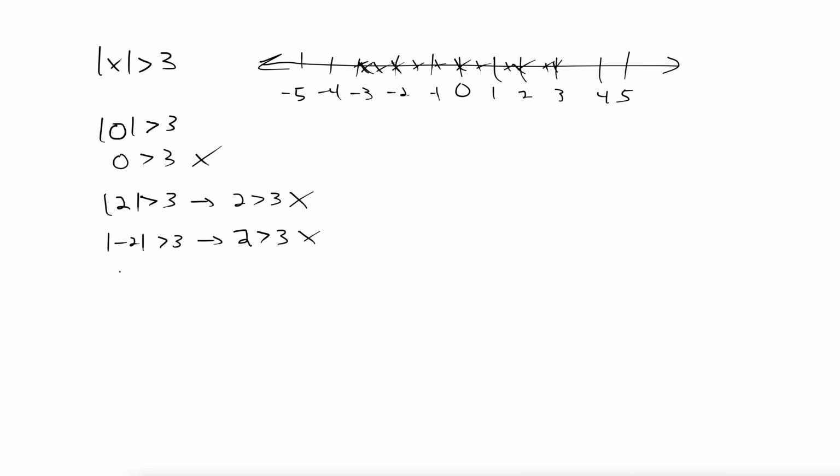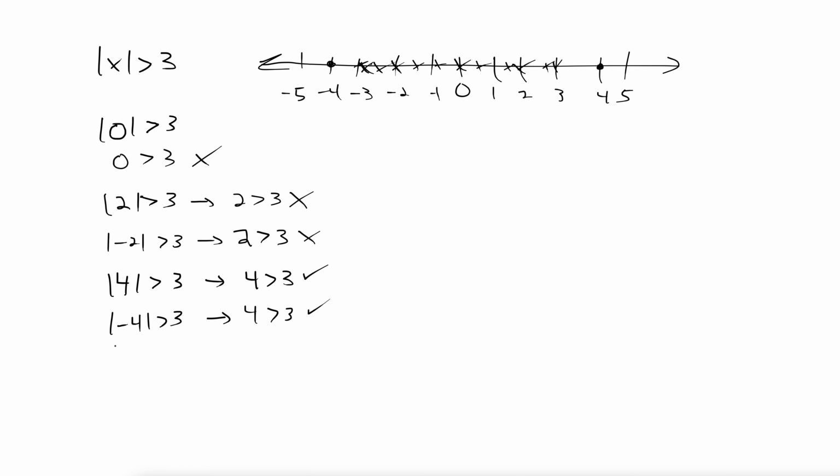Okay, let's try 4. Is absolute value of 4 greater than 3? Absolute value of 4 is just 4, and 4 is indeed greater than 3. So we do include that. And similarly, negative 4: absolute value of negative 4 is 4, and that's greater than 3. So we include that. Of course, we won't do this every time. This is something we do the first time, just to get an idea of what this looks like.